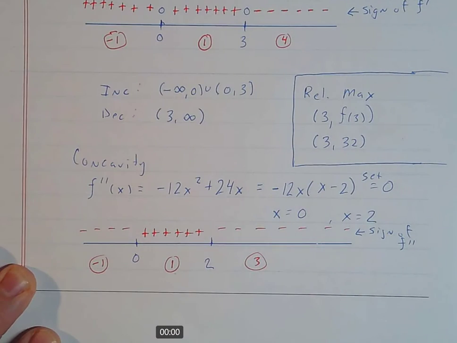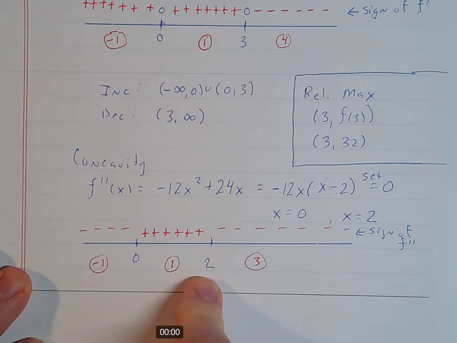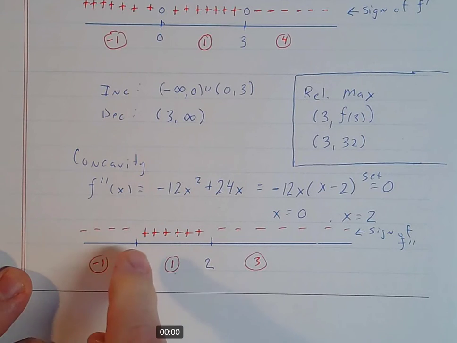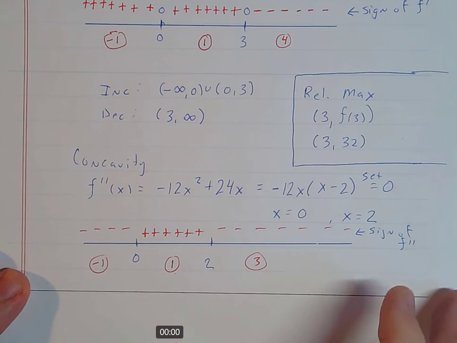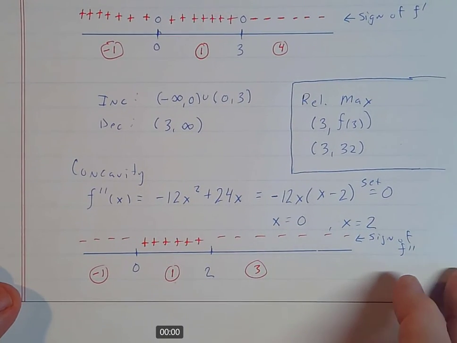Okay. And it looks like I can go ahead and write down something about my concavity now. I know that it's concave up between 0 and 2. I know that it's concave down when x is less than 0 and greater than 2. Now, it's a little hard to do at this point.